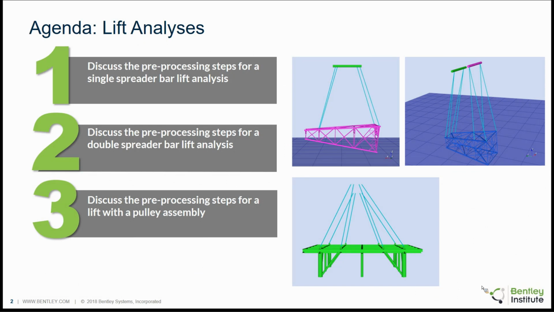In the second model, we will be seeing the pre-processing steps again and the analysis workflow for a double spreader bar lift analysis. Finally, in the third model, we will be seeing the pre-processing steps and the analysis workflow for a lift with a pulley assembly. The lifting arrangement of all 3 methods can be seen on the right-hand side of your screen. So here we have the single spreader, double spreader bar, and the pulley assembly.